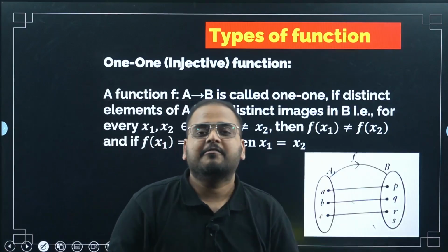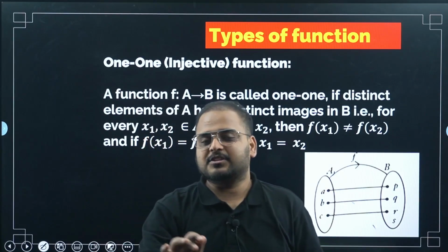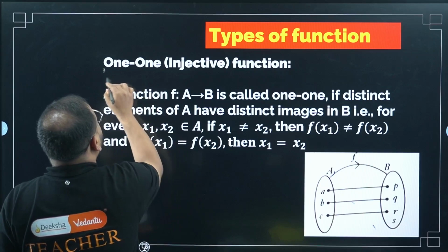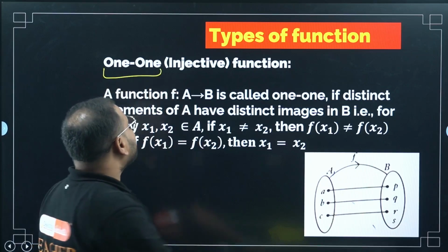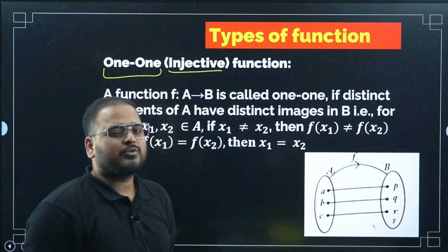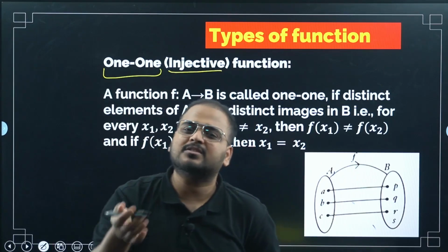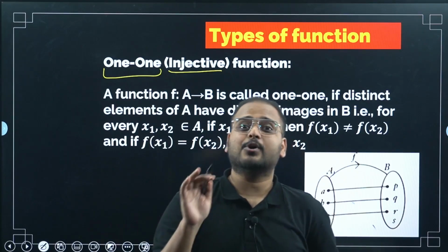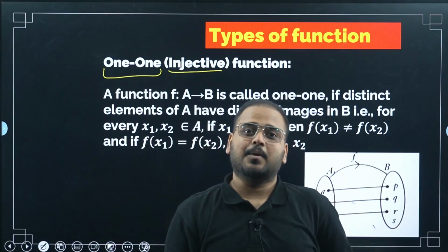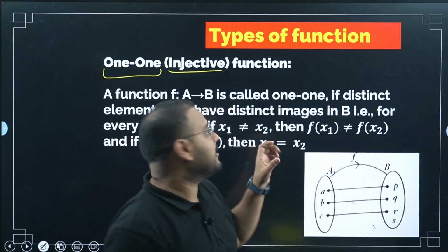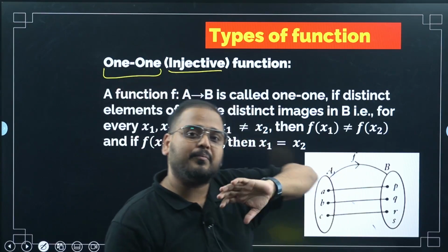Moving on to the first type of function. What is it? 1-1 function. The other name of a 1-1 function is injective function. In the question sometimes they will mention 1-1 function, easy, we will remember it. But sometimes in the exams they mention it as injective, bijective, surjective. So you have to remember both the names. Whether it is 1-1 or injective, remember both the names.